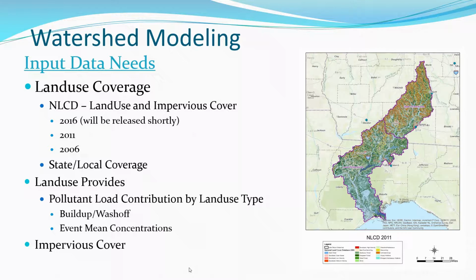Typically, you have to combine the land use coverage and the impervious coverage into one coverage before you process it into hydrologic response units for the watershed model.